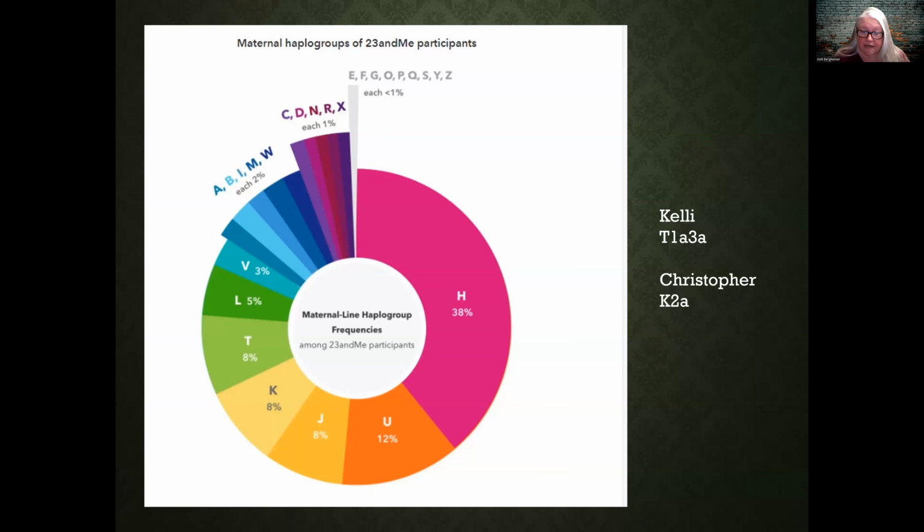My mitochondrial DNA is predominantly German, and my husband's mitochondrial DNA is predominantly UK, Ireland.